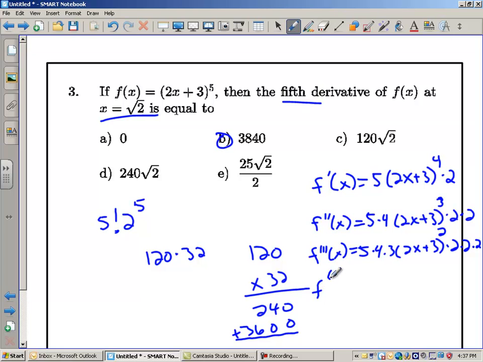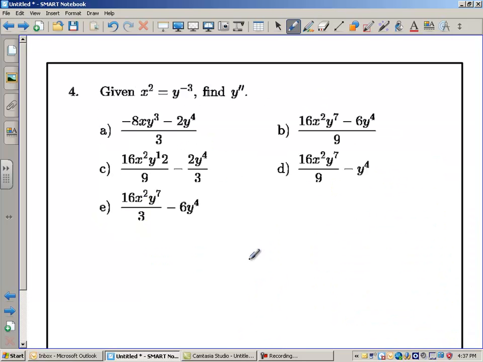And then the fourth derivative would have been 5 times 4 times 3 times 2 times (2x plus 3) to the first. I'm almost out of x's, and then I've got 2 to the 4th. And then my fifth derivative is going to be 5 factorial, then the derivative of this 2x plus 3 is just 2, and I've got no more x's left, and that's why it worked out to be what it did.